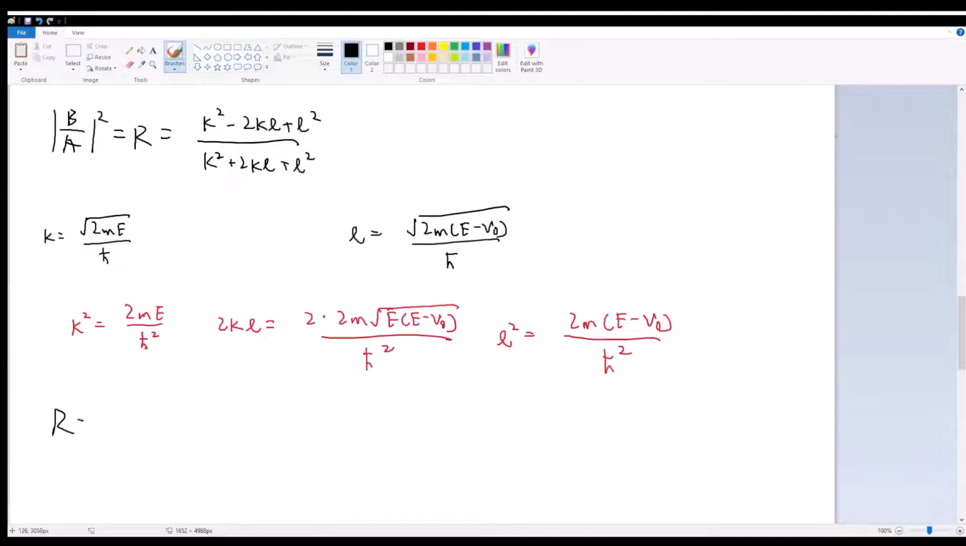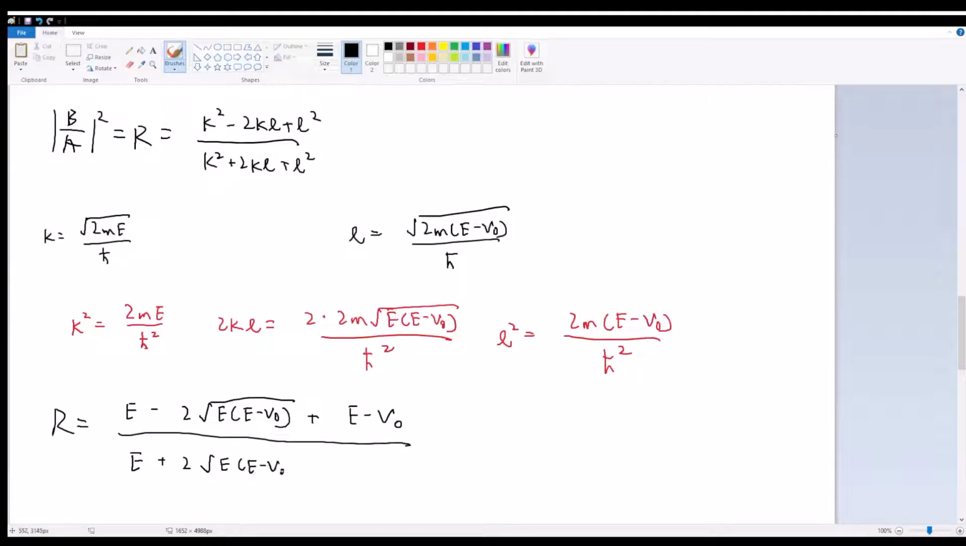So finally R is going to equal E minus 2 times the square root of E times (E minus V naught), and then plus L squared, which is going to be plus, the 2m gets factored out, so E minus V naught. And this isn't supposed to be E squared, it's E. Apologies. And then at the bottom we have the same thing, so k squared is going to give us E plus 2 times square root of E times (E minus V naught), and then plus E minus V naught.